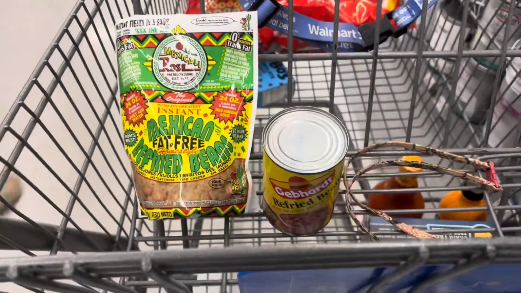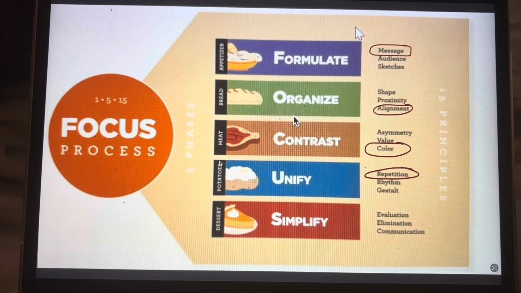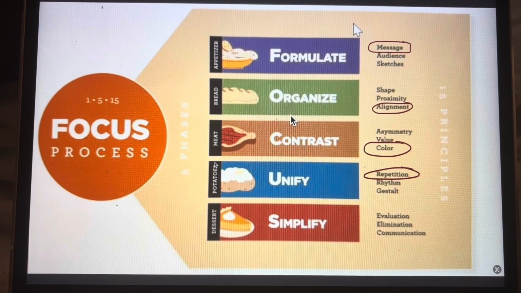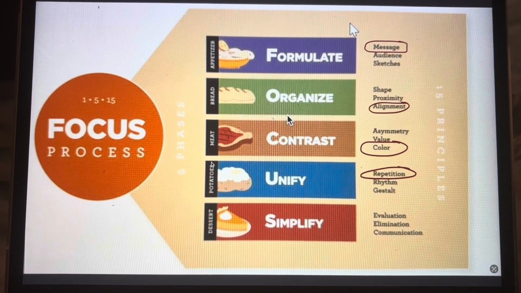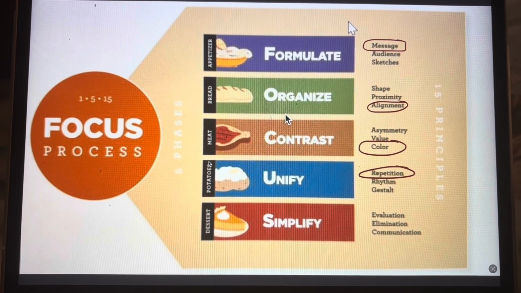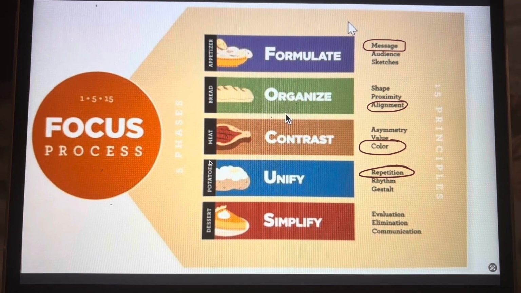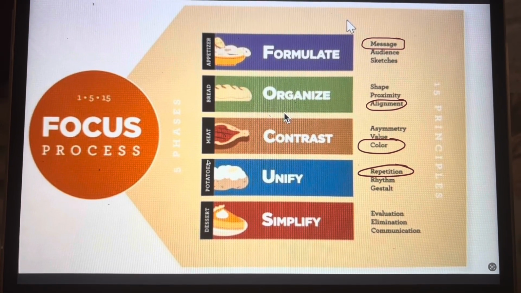In the clips I explained the 5 phases: formulate, organize, contrast, unify, and simplify. For the message for formulate, I explained the wing sauce. For organized alignment, I explained the muffins. For contrast color, I explained the taco boxes. For the unified repetition, I explained the cereal. And lastly, the simplify elimination, I explained the beans.